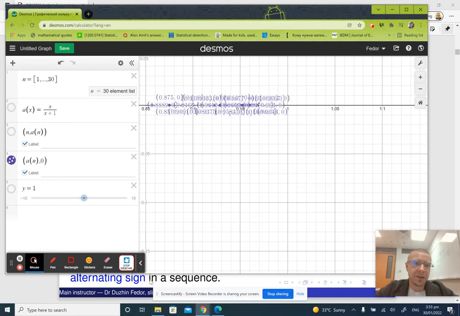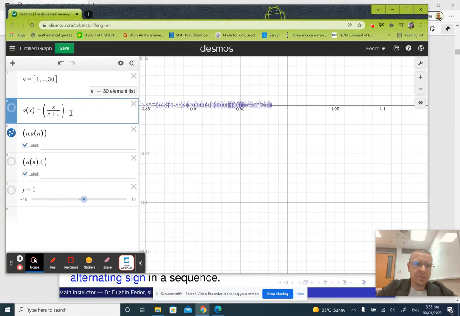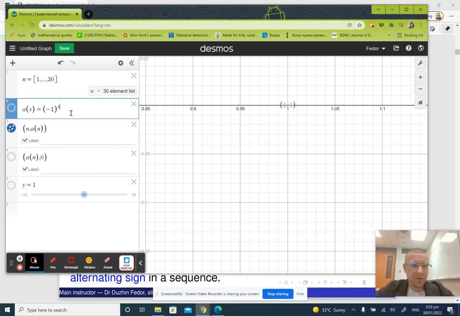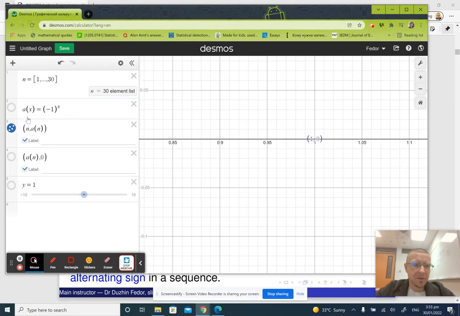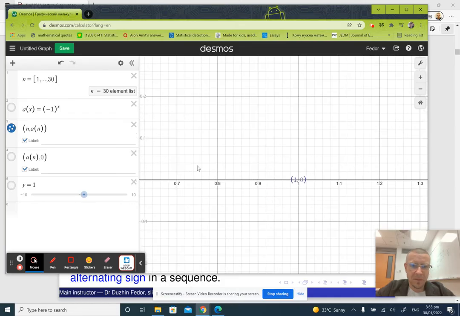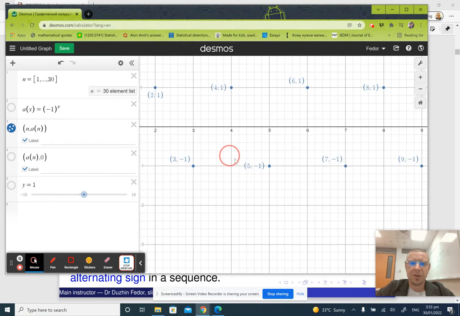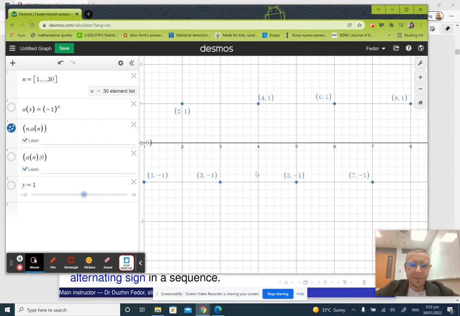If you want to plot it, you can do it in Desmos too, with (-1) to the x. Does it work? Yeah, this is what it looks like in Desmos.